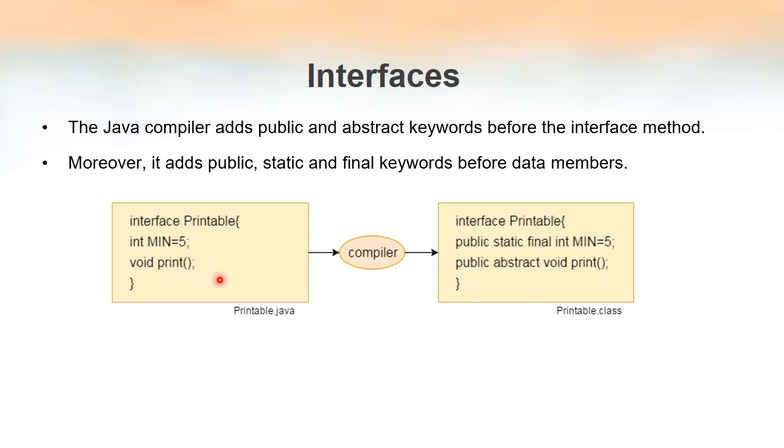Similarly, we have just declared a method without a body. The compiler will add the remaining keywords public and abstract. So it happens automatically. That is why we say that all the methods inside an interface will be abstract by default. Similarly, all the variables that we declare inside an interface will be static and final by default, because all those keywords are added by the compiler automatically.